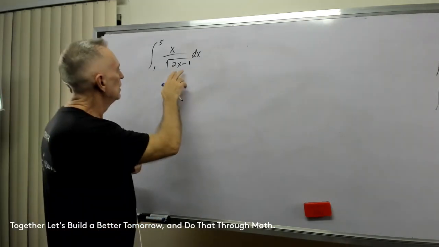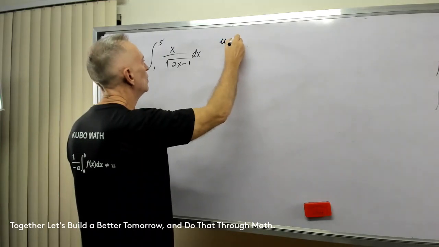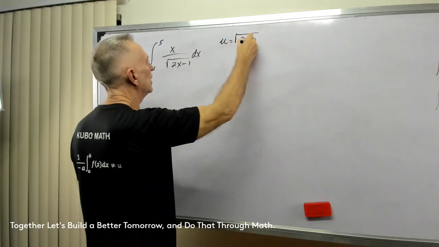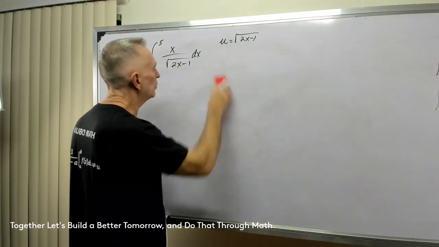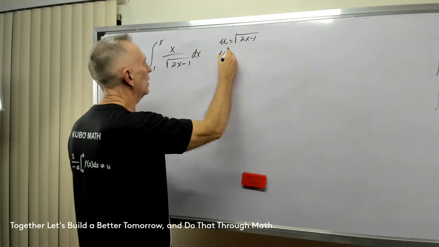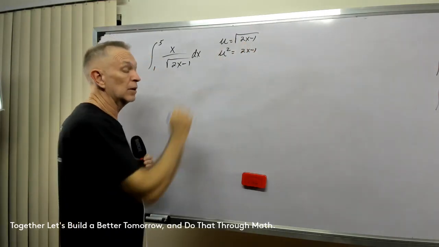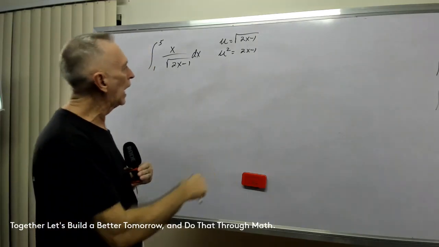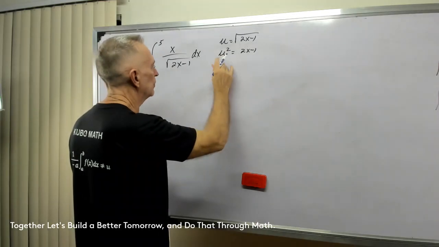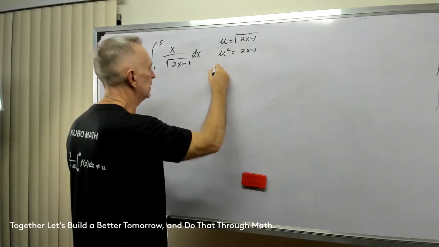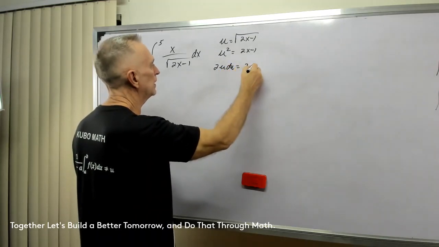All right, let's just let u equal the square root of 2x minus 1. If I do that, u squared equals 2x minus 1. If I square both sides, that radical drops away. Now let me take the derivative of this. If I take the derivative of both sides, I get 2u du equals 2 dx.